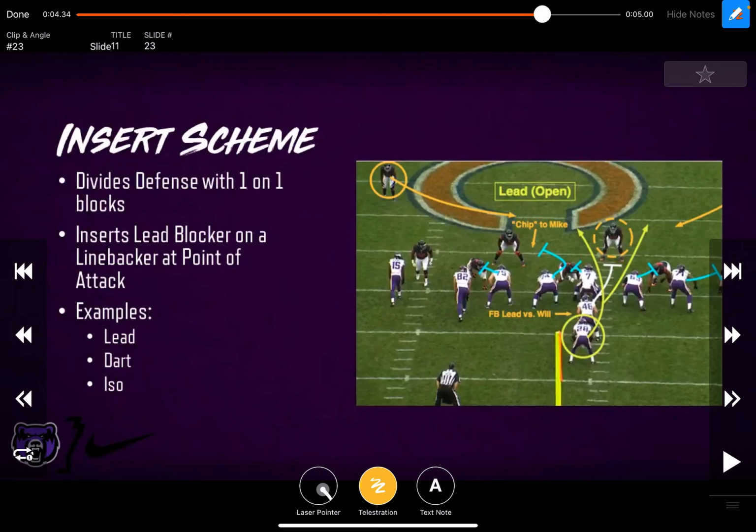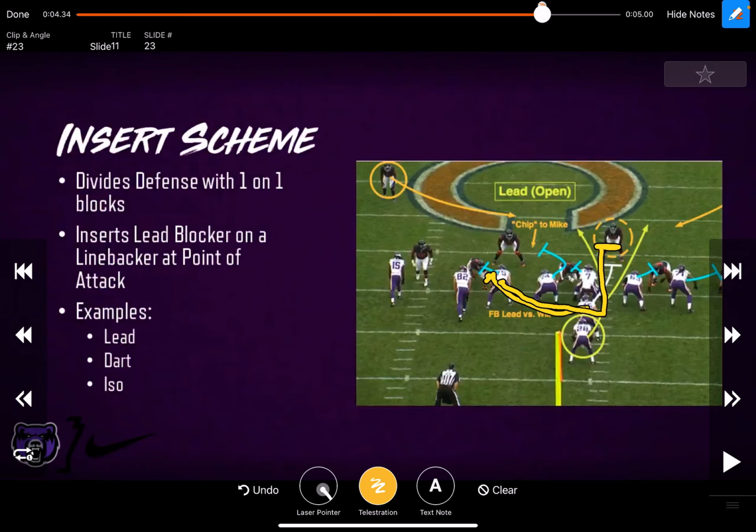Now, examples of insert scheme are the lead, which is what you're looking at here, and the ISO, which is very similar to a lead. And then there's also dart. If you had a dart play, the person that's inserting there is no longer this fullback. Now you're probably taking this fullback and blocking back here, and this tackle pulling to lead to that play side. But that's the dart play.